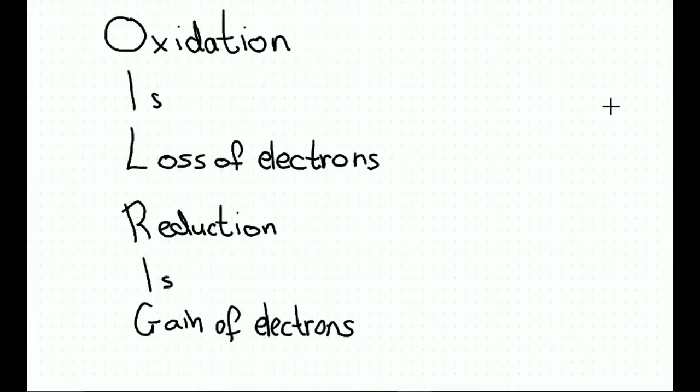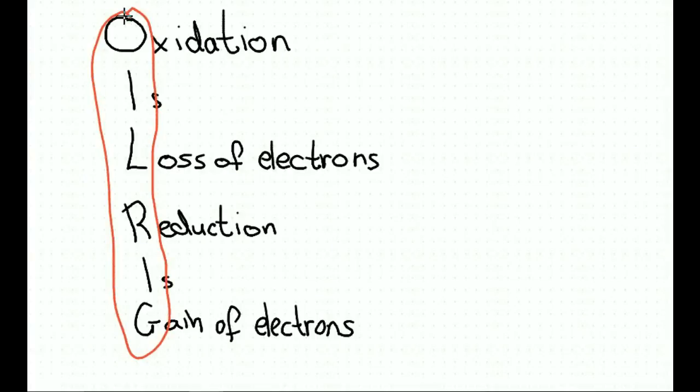This video is the first in the series on electrochemistry and is on oxidation and reduction. Oxidation is defined as the loss of electrons and reduction is defined as the gain of electrons. An easy way to remember this is OIL RIG. Oxidation is loss of electrons and reduction is gain of electrons.